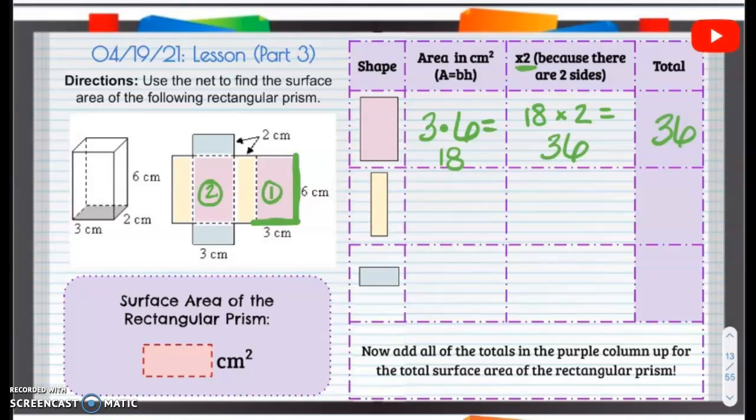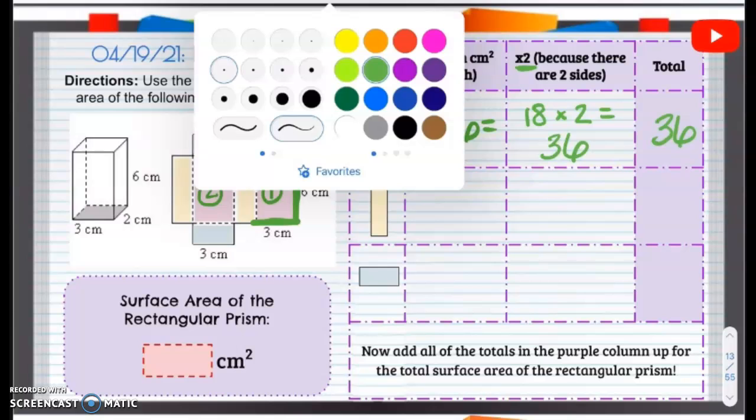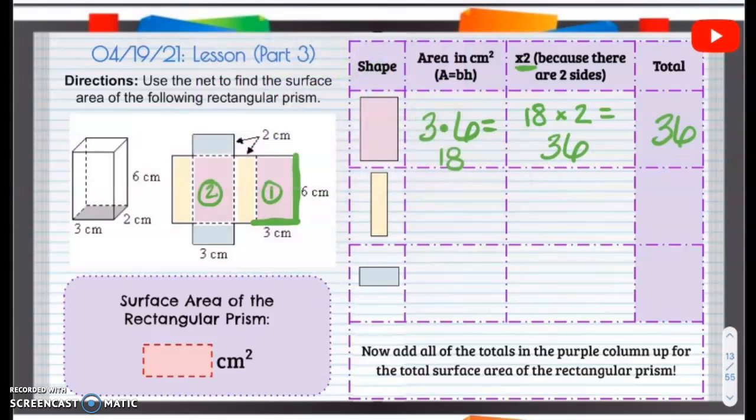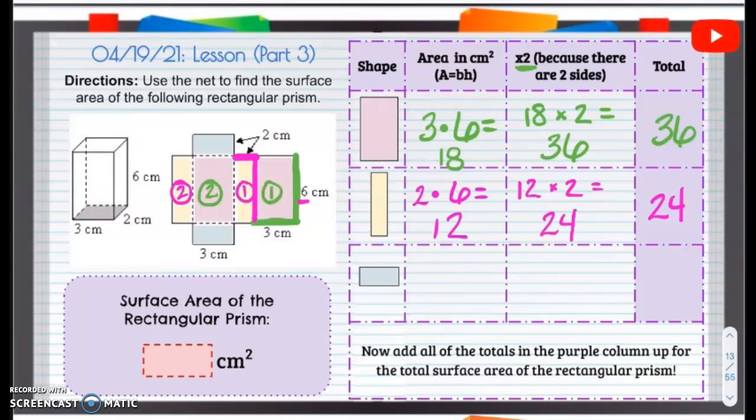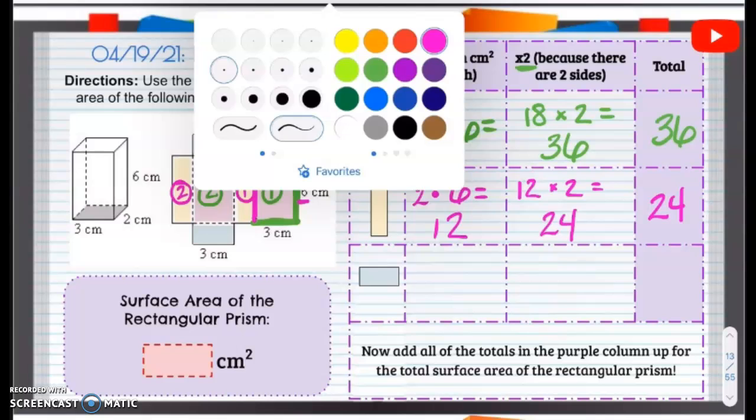And then we're going to take a look at our other one. Let's do the yellow one. So base times height. Well, we have a base of 2, and then this height is going to be the same as this height, so it's 6. So we have 2 times 6, which equals 12. Again, we have 2 of those, so we're going to multiply by 2. So 12 times 2 is going to equal 24. So our answer is going to be 24 there for those two.